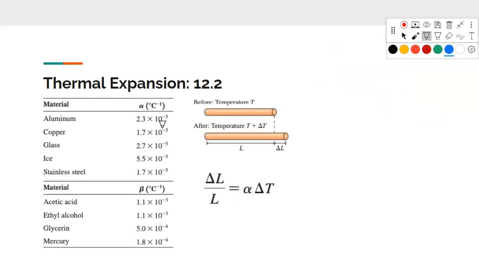Okay, so the next topic then is what happens to substances when you heat them up, specifically solid substances and liquid substances. Okay, so solid substances have this really weird property where when you heat them up, they tend to expand. Not everything, but most things do this. And you can see that especially for metals, this is a pretty pronounced effect. Those are most of the examples given here.